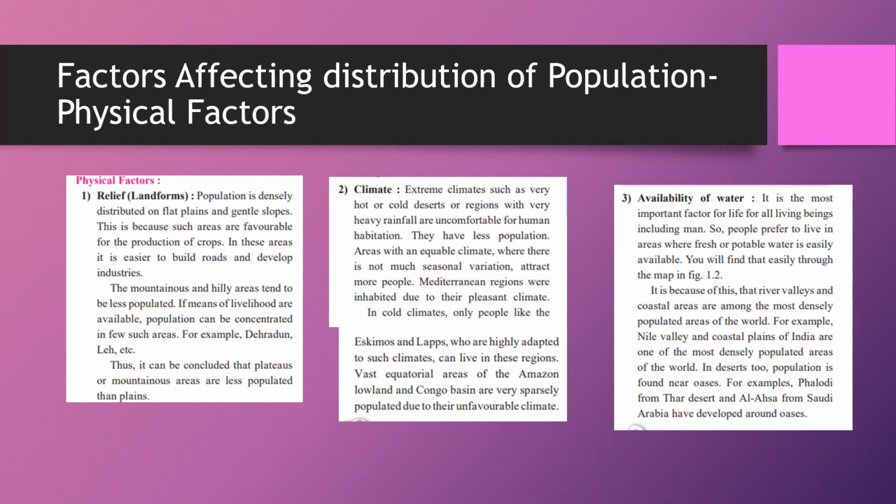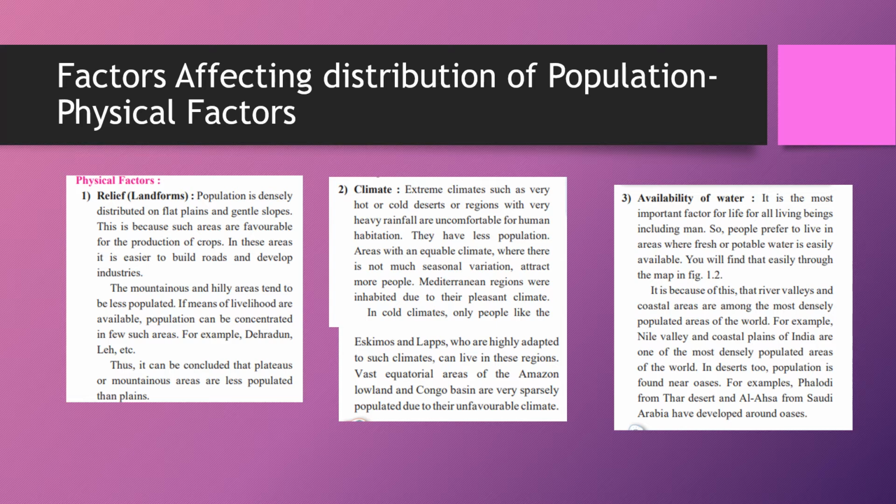So, the bottom line is, where there is extreme climate, very hot or very cold, there will be less population. Where there is equable climate, which has not much seasonal variation, it will attract more and more people. Water availability. Water is one of the most important factors which all living beings look for. So people will prefer to live in areas where fresh and potable water is easily available. Potable water is where you can carry the water and reach your home. You will easily find this.